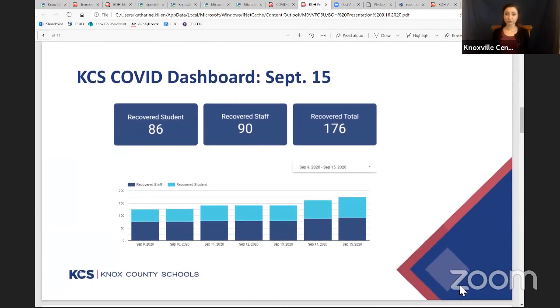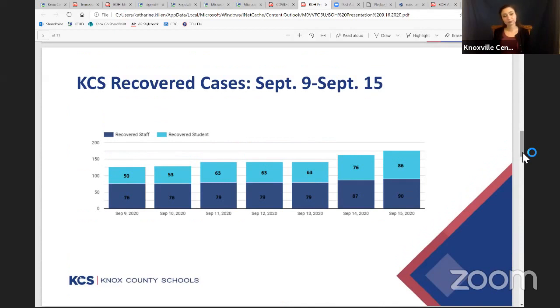So September the 15th, recovered students were 86 and recovered staff was 90. So today's total is 90 students have recovered and 91 staff have recovered. Next slide, please. So this just gives you a more detailed description from September the 9th to September the 15th of recovered cases. Next slide, please.